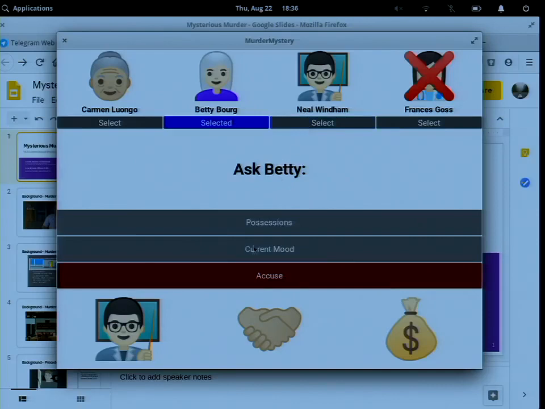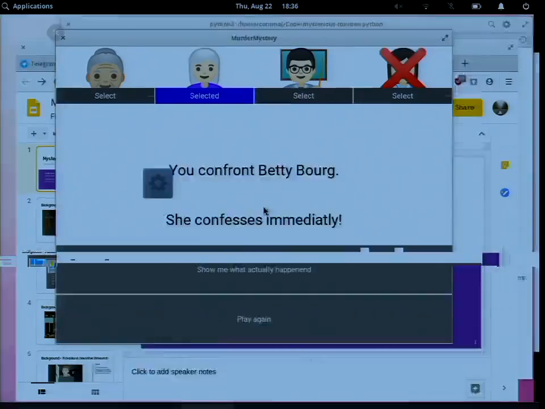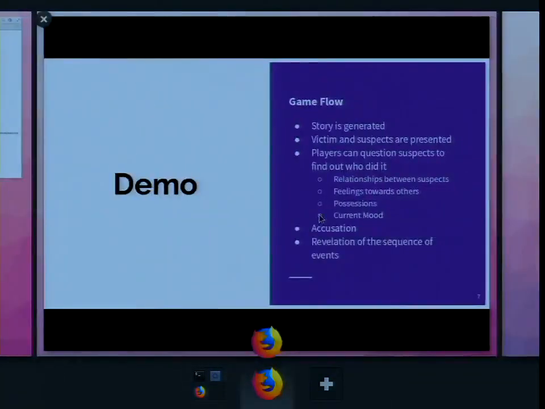And in the end, if you think you know who did it, you can make an accusation, and it turns out we were wrong. No, you're right. Yes, you're right.